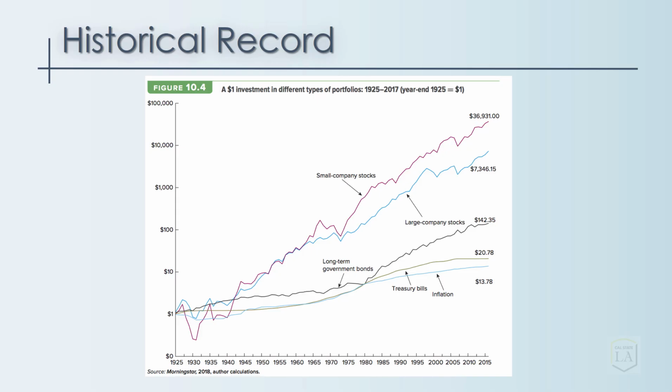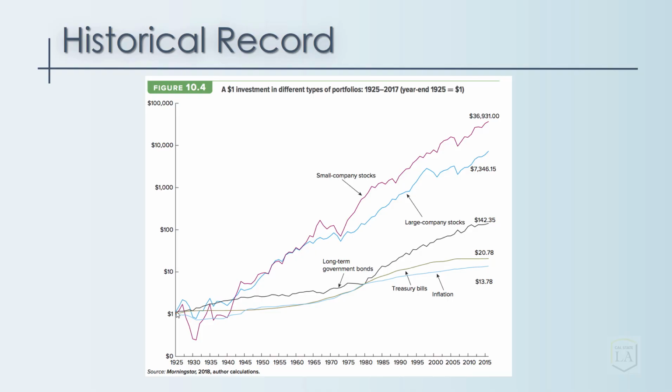Now that we know the basics of returns, why don't we take a look at the historical record of stock returns? This graph here shows you how much a dollar investment made at the end of 1925 would have grown to by the end of year 2017. And you see different types of investment vehicles such as small company stocks, large stocks, long-term government bonds, and maybe also treasury bills. So these are different types of investment instruments.